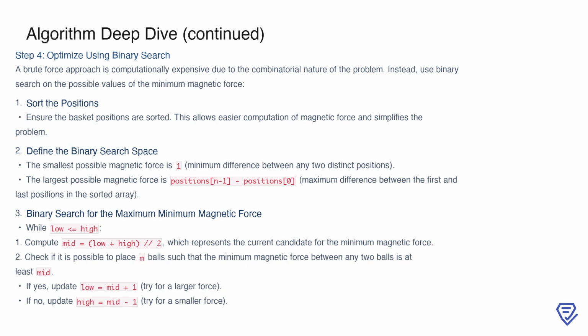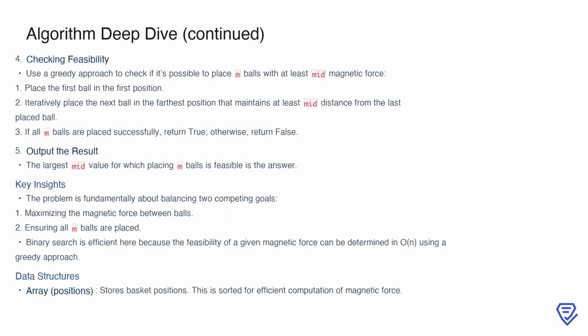If it's feasible, we try for a larger force by adjusting the lower bound of our search space. If it's not feasible, we reduce the upper bound to test smaller forces. Feasibility checking is key to making binary search work in this problem.